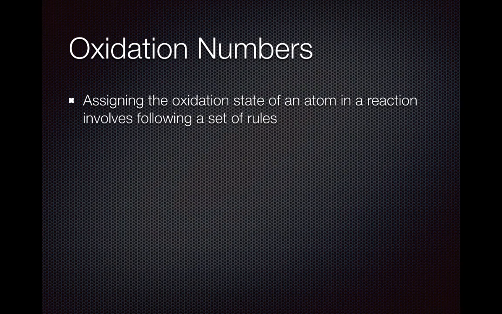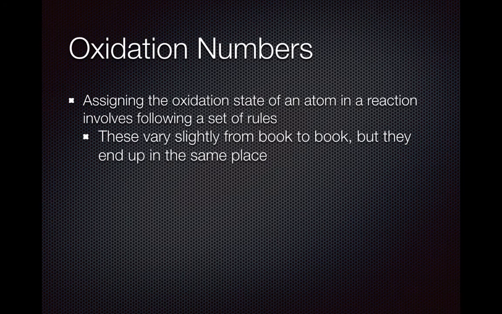So with oxidation numbers, the first thing we have to do is to assign an oxidation state or an oxidation number to an atom in a reaction. And when we do this, there's a set of rules that we have to follow. Now, this set of rules does in fact vary from book to book, but all of the rules eventually end up in the same place. The rules that I will cover in my lecture will be slightly different from what they do in the book as far as the order, but they'll both get you in the same place. So let's take a look at these rules here.